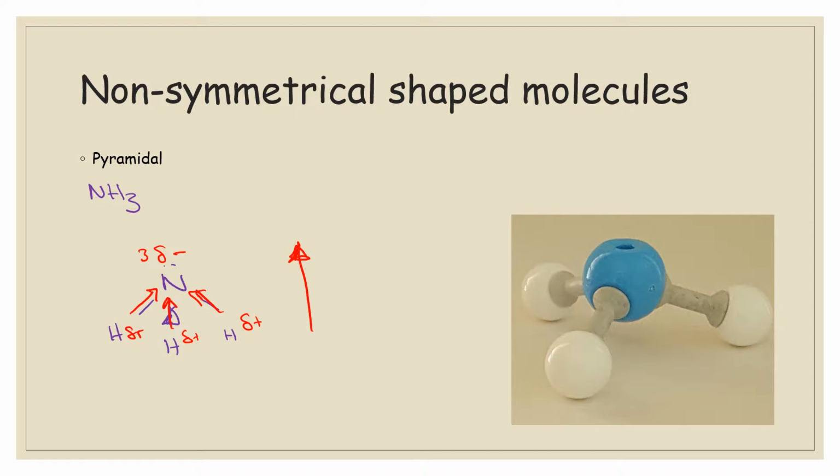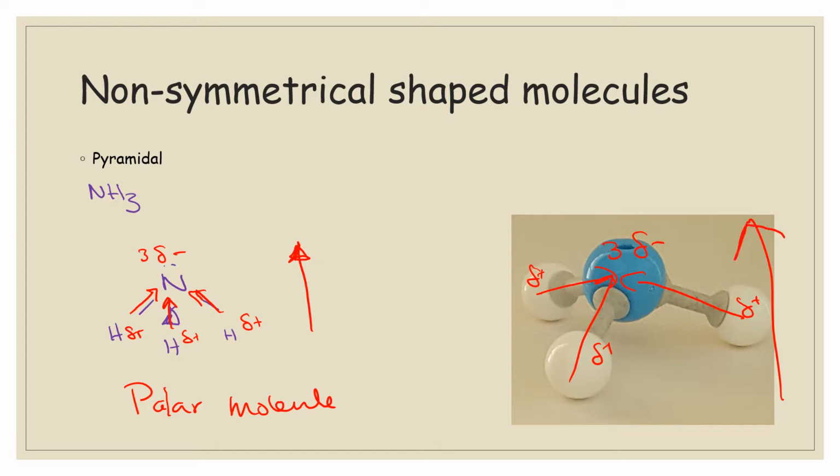So this is a polar molecule. So once again, we have positive, positive, positive, 3 lots of negative. The overall charge is this one.